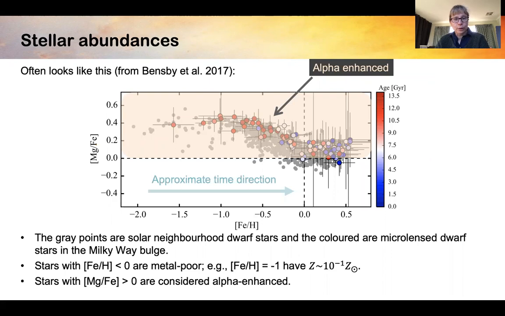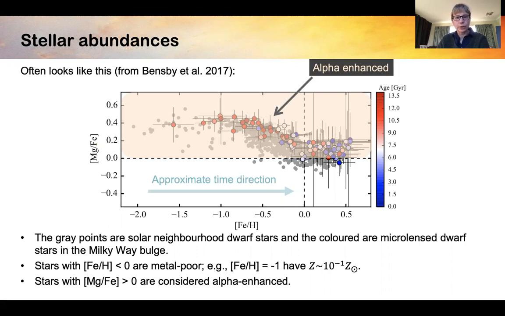Stellar abundances often look like this. They often are color-coded, which I've done. I put that orange color coding in there, and also the approximate time direction. So this is from Bensby 2017. The colored points are microlensed dwarf stars in the Milky Way bulge, and the gray points behind are solar neighborhood dwarf stars. I don't want to discuss this diagram really.